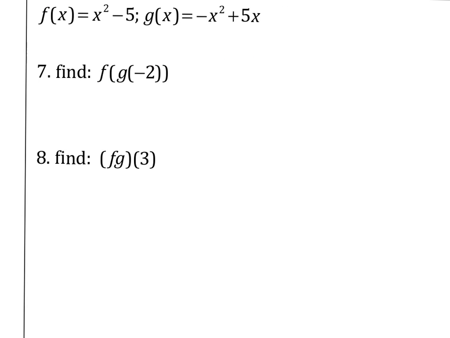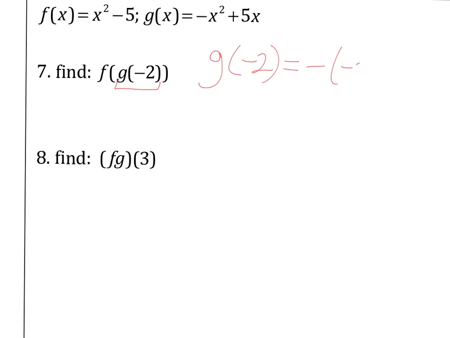Here we're looking at some composition and some function operations. Our first one is asking us to find f of g of negative 2. I'm going to start from the inside out. And g of negative 2 means what's the value of g of x when x is negative 2. To do that, I'm going to plug in negative 2.